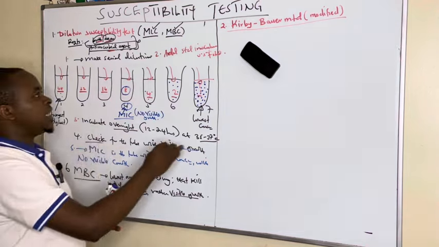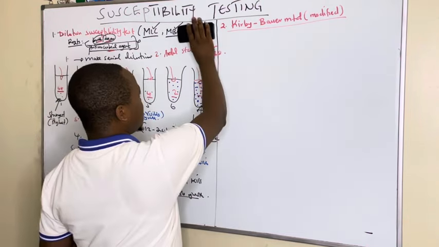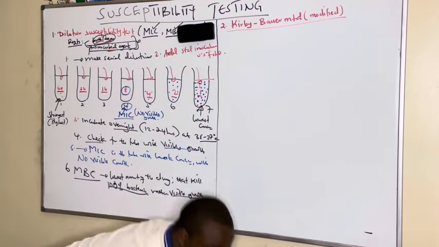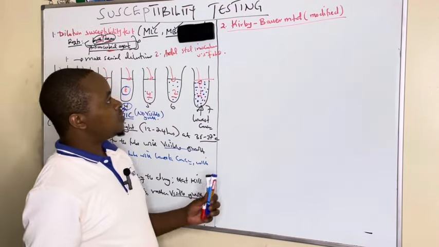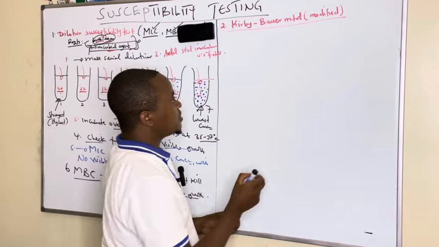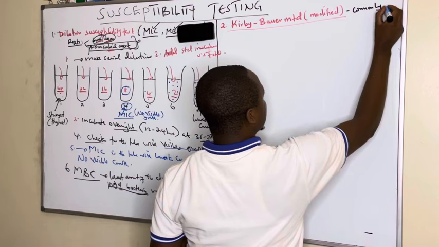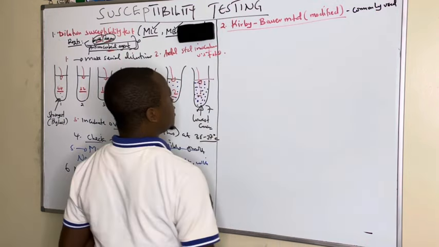Then number 2 we can see in this video is the modified Kirby-Bauer method, which we said is commonly used. This is commonly done in the lab. Commonly used is the Kirby-Bauer method.